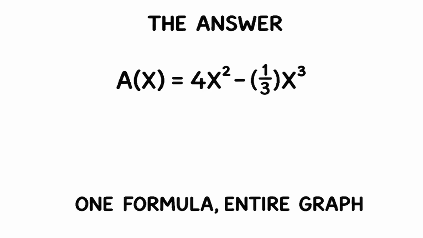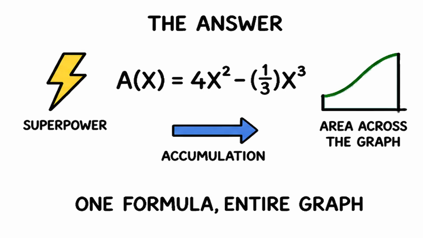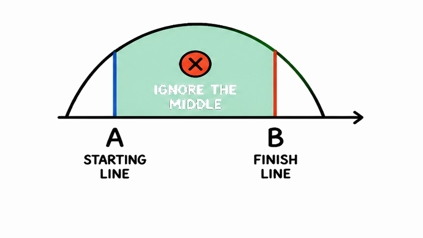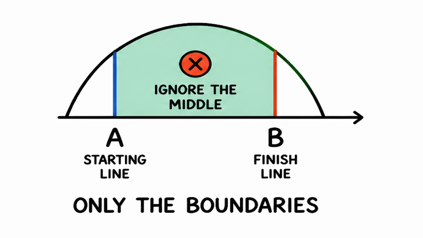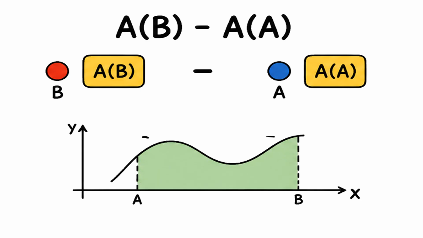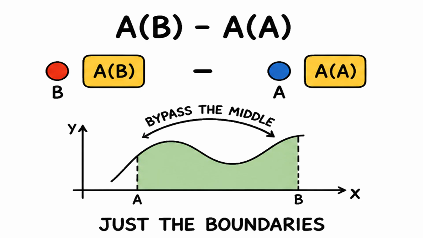This single formula is a superpower. It tracks the accumulation of area across the entire graph. To find the exact area trapped between starting line A and finish line B, you do not care about the middle. You only look at the boundaries. Calculate the antiderivative at the final point B and subtract its value at the starting point A. You bypass the infinite complexity of the middle.